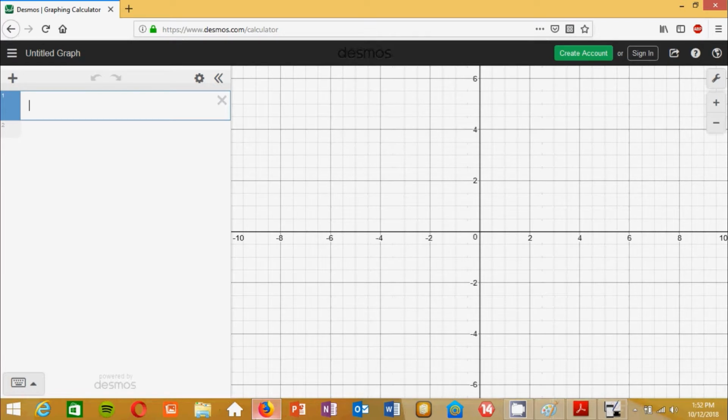So all of you know what the gradient of a line is. The gradient of a line is the rate of change. It's basically the rate of change. For example, if we plot a graph of y against x, the gradient of that line will be the rate of change of y with respect to x.